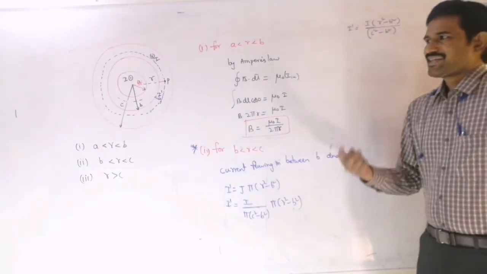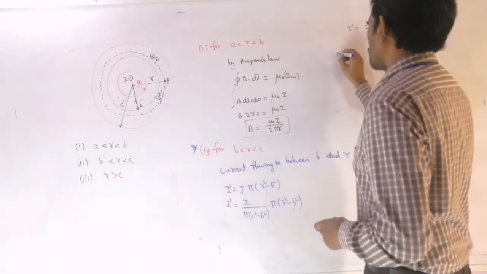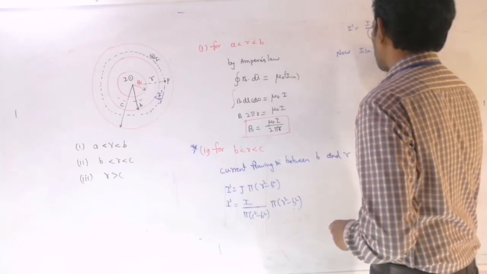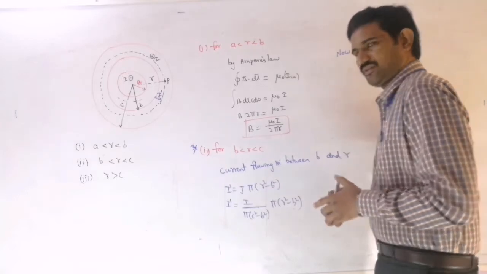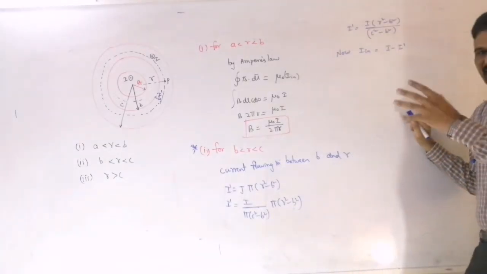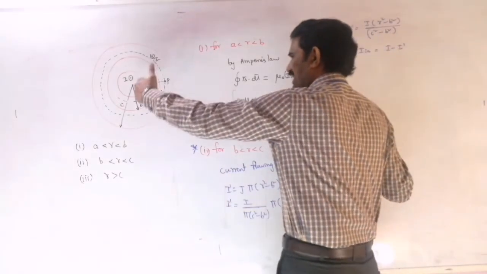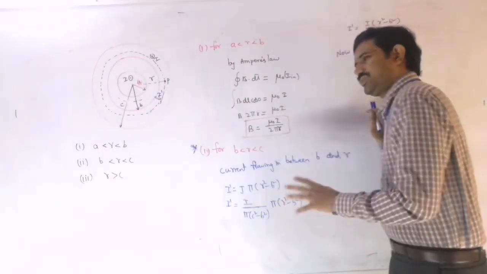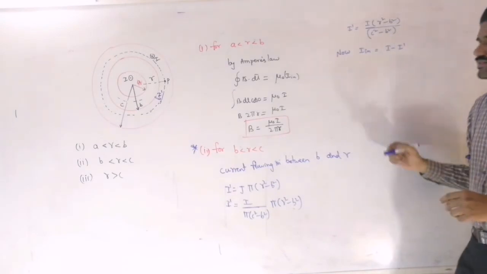But our net current enclosed by the Amperian loop, I in, is equal to I minus I dash. Why are we taking I minus I dash? Because both the currents are in opposite directions. This current is into the plane here, so this I dash is into the plane, and this current is out of the plane here. As both are in opposite directions, we need to take the subtraction while finding this net current.